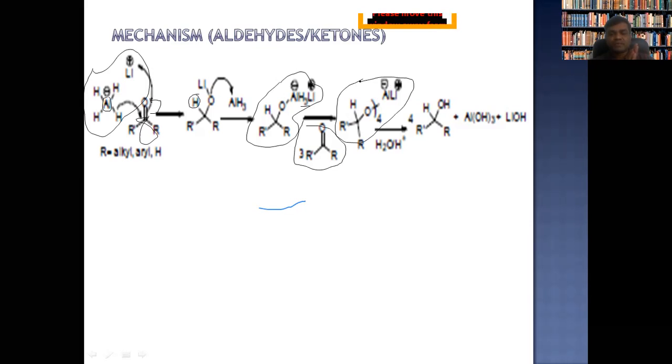First we get the monoalkoxy lithium aluminum hydride, then dialkoxy lithium aluminum hydride, then trialkoxy lithium aluminum hydride. Finally, we get tetraalkoxy lithium aluminate, which on subsequent hydrolysis is converted into secondary alcohol, if the starting material is ketone. And 4 molecules of secondary alcohols are obtained. Aluminum trihydroxide and lithium hydroxide are the byproducts of this reaction. If you start with the aldehyde, you will get the primary alcohol.